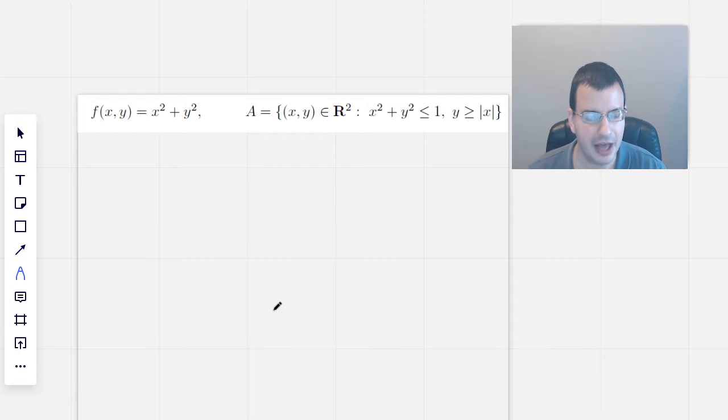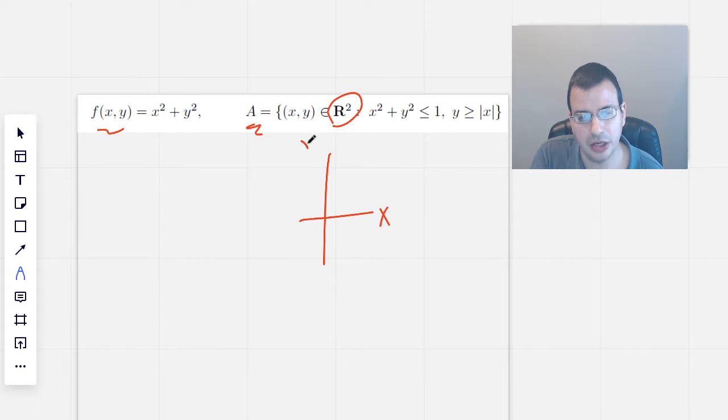We want to find the value of this function, f of x, over the region A, where A is x and y, an element of R squared. So R squared just means that you have x and y, and x is an element of the real numbers, and y is an element of the real numbers. And we know that x squared plus y squared is less than or equal to 1. So that's going to be a circle with the area filled in.